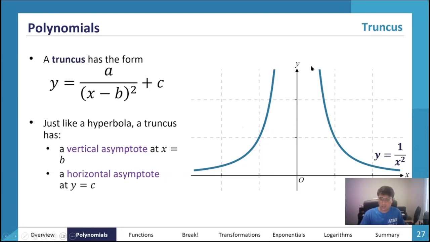So it kind of looks like a volcano. You might be familiar with this from your previous study of 1-2. Same kind of rules, as well as same kind of form for the equation. Just note that you have the x minus b term being squared, as opposed to the hyperbola, where there's no squared term. Again, vertical asymptote at x equals b, horizontal asymptote at y equals c.